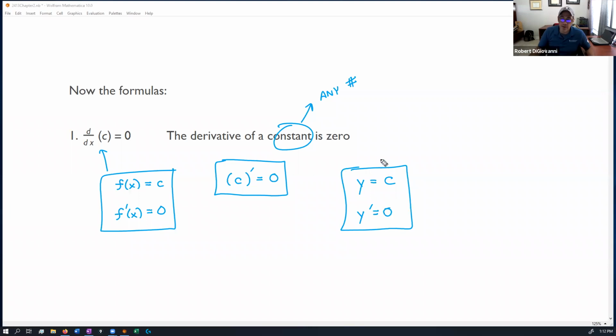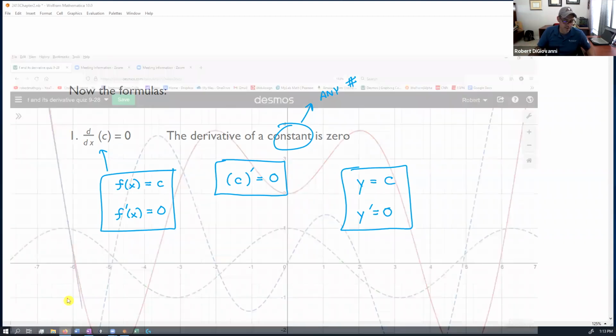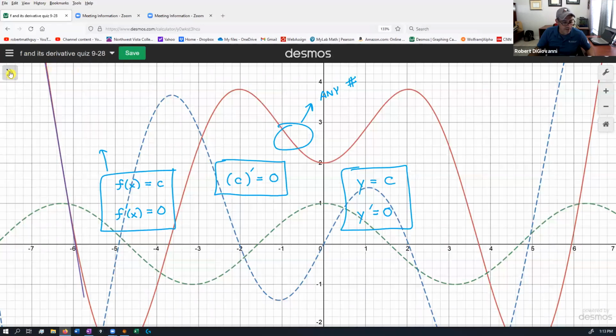So what I'm going to do is go to my graphing utility. I'm going to graph y is equal to a constant, and let's just look at it and convince ourselves why the derivative is always 0. I think this is the easiest one to understand.